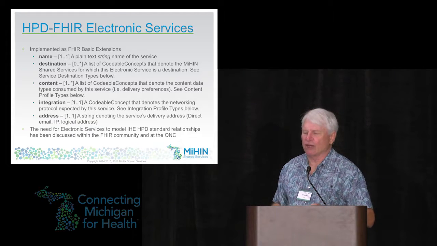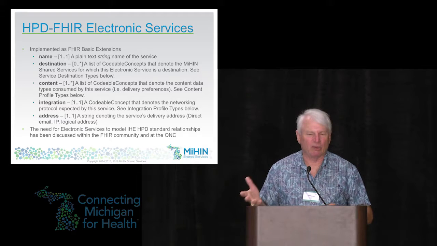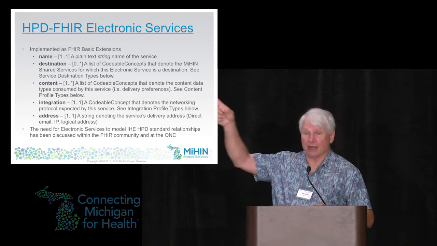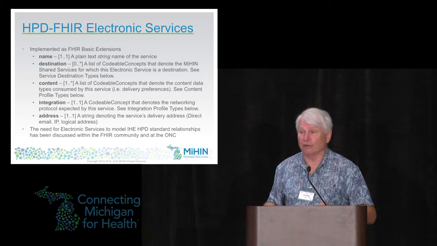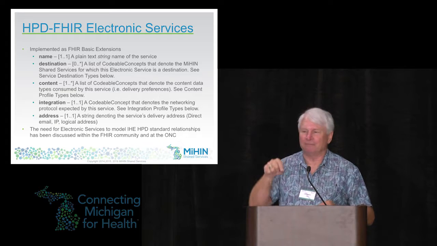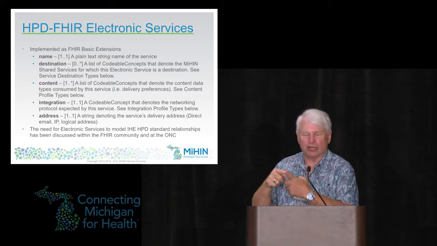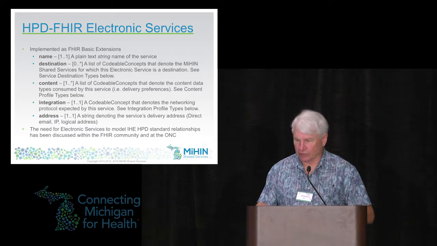So this is what an electronic service looks like. It's also implemented as a FHIR basic extension. If you go to the website that I showed you, the HAPI-FHIR server, and you click on basic and do a search, you'll see memberships, electronic services, and service descriptions.